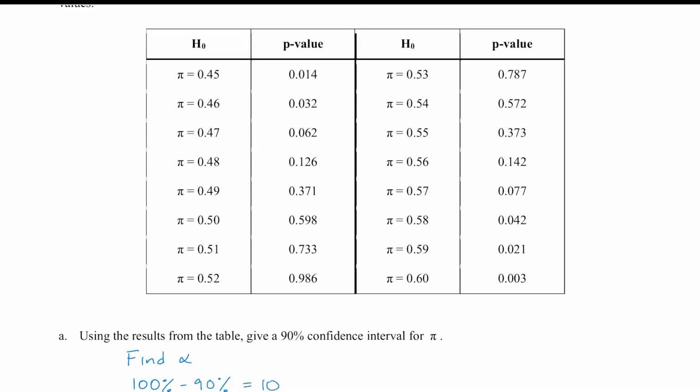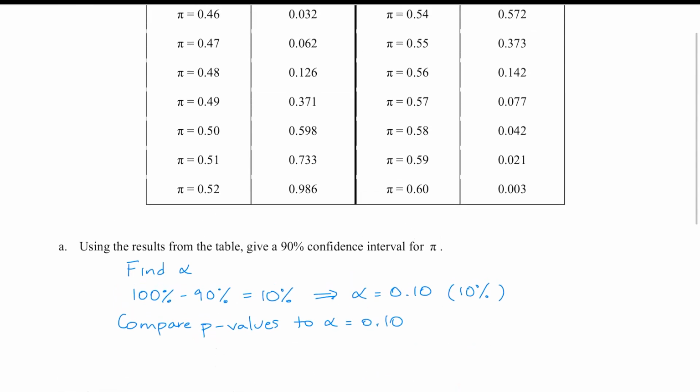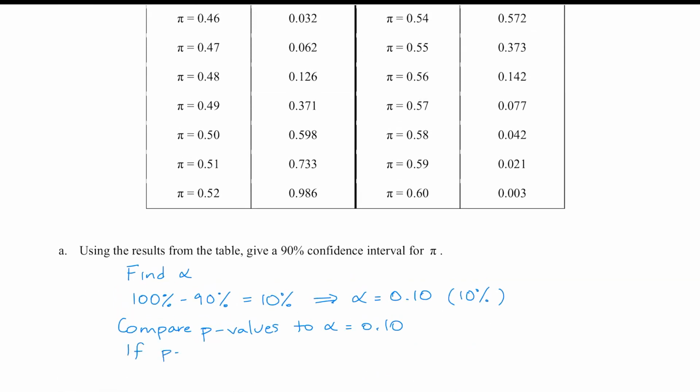So first of all, we need to figure out the value of alpha. So 100% minus 90% equals 10%. So that means that alpha is 0.1. That is 10%. But remember that alpha we normally write as a decimal. So now I have to compare the p-values in the table to this alpha value of 0.1.